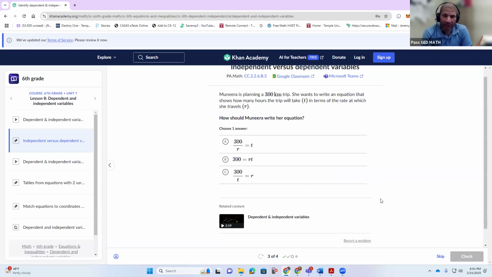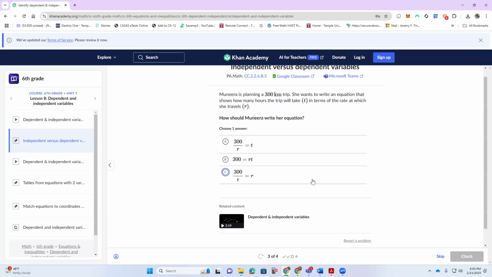Manira is planning a 300-kilometer trip. She wants to write an equation that shows how many hours the trip will take, T, in terms of the rate at which she travels. How would Manira write her equation? Now, this time it's not asking for the independent and dependent variable. It's asking what the equation would be. So what equation would be the right one?